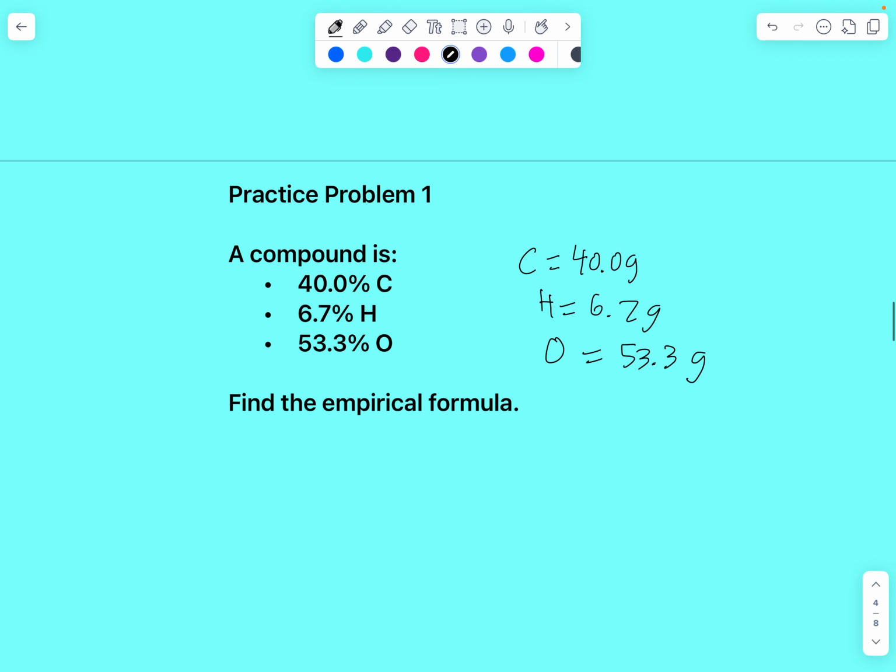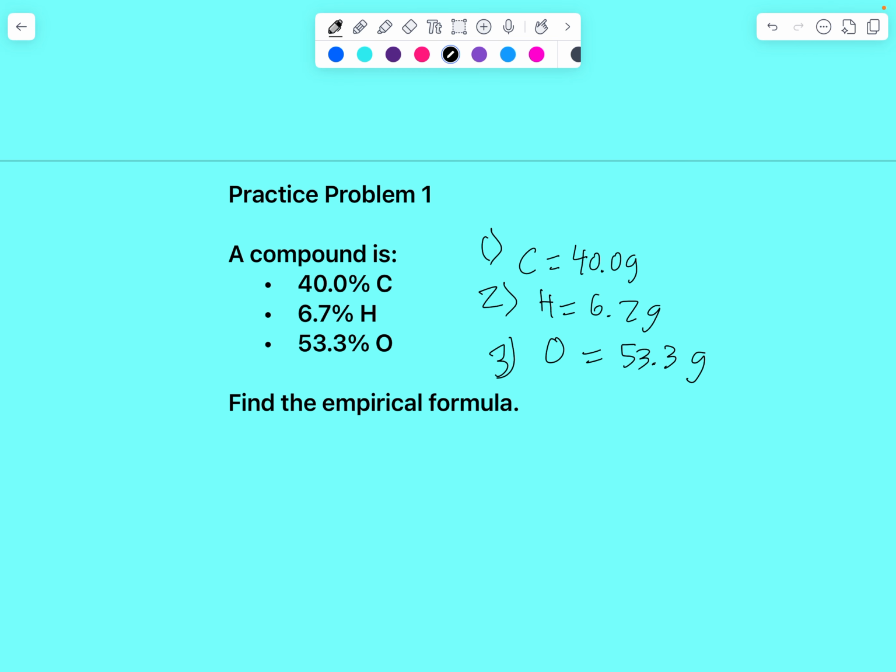Okay? So, they told us in this practice problem, a compound is 40% carbon, 6.7% hydrogen, 53.3% oxygen. Find the empirical formula. So, we have carbon is 40 grams, hydrogen is 6.7 grams, oxygen is 53.3 grams. I knew this because I just turned them into grams. That's all I did. Because percent means per 100. Assuming 100 grams turns each percent into grams instantly.